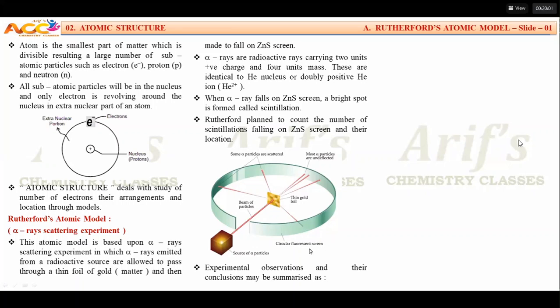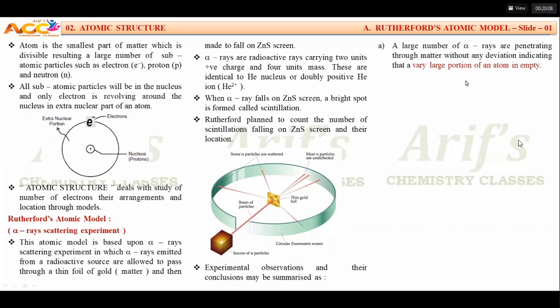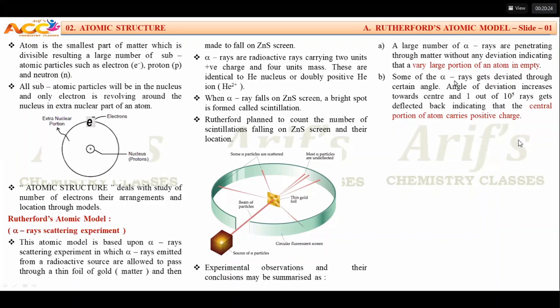Therefore, we can say the experimental observations and their conclusions may be given as follows. Number one, a large number of alpha rays penetrate through matter without any deviation, indicating that a very large portion of an atom is empty or it may carry negatively charged particles. Number two, some of the alpha rays get deviated through certain angles. The angle of deviation increases towards the center. As I go towards the center, the angle of deviation is increasing, right? I can explain it with one more figure. Just wait for a while.